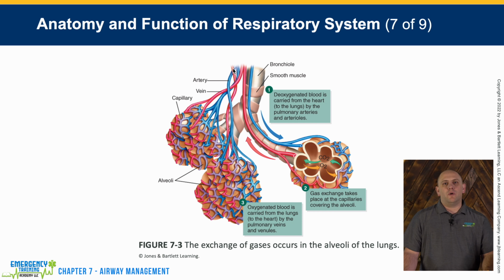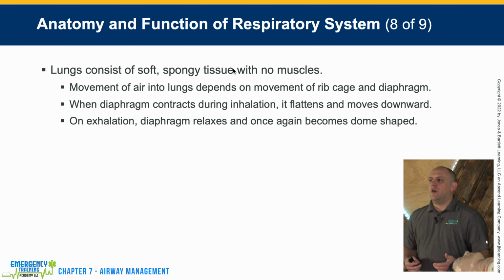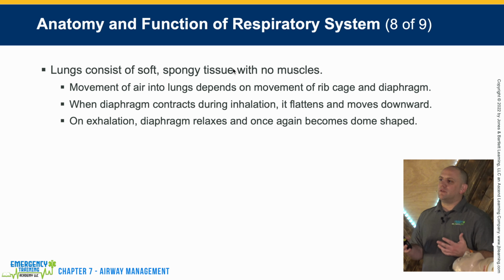Here you can see a diagram going down and looking at those structures of the alveoli, those little air-filled sacs. You can see that there are a lot of capillaries surrounding these. That is required for that transfer of oxygen and carbon dioxide so that we can circulate that oxygen. The lungs themselves are a soft, spongy tissue. There are no muscles involved, but there are muscles in our chest that allow for that ventilation.